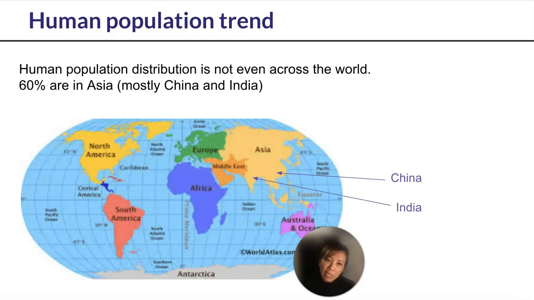Human population is not distributed evenly across the world. The majority of the human population actually lives in Asia, and most of them are living in China or India. I pointed out roughly where. This is maybe not the best map, but I wanted to show the continents so we can see that most of the human population is in these two countries of Asia.